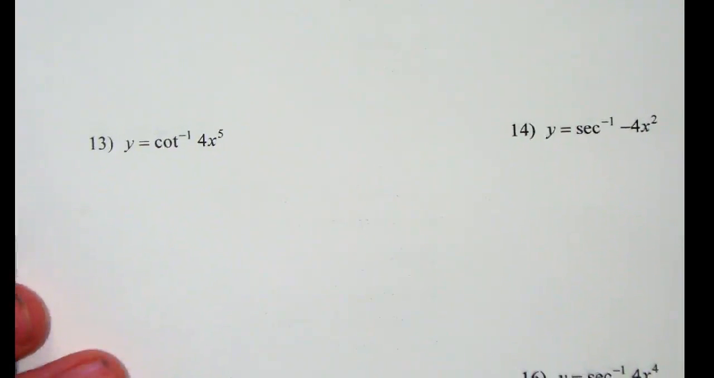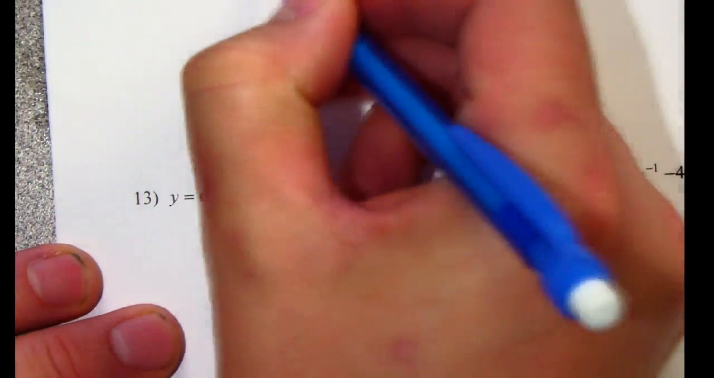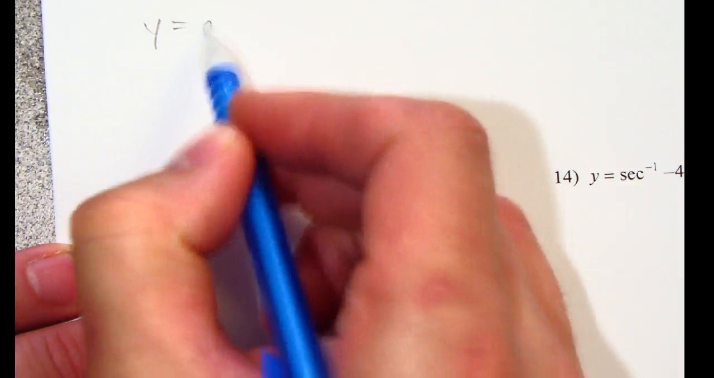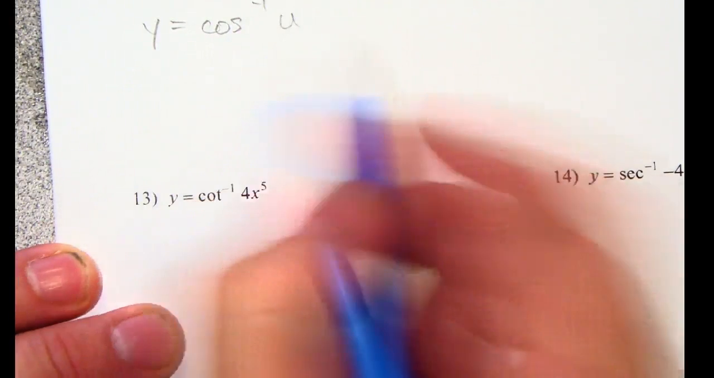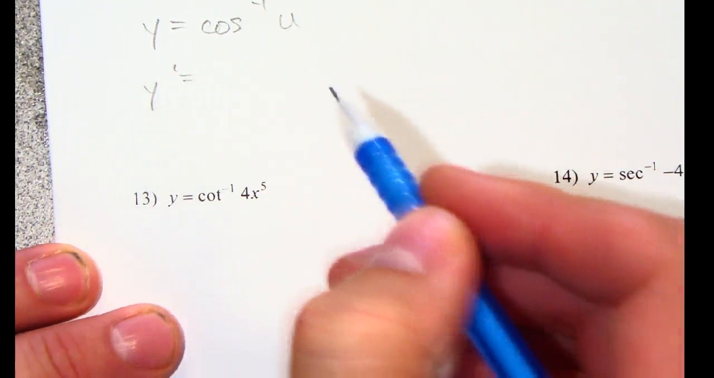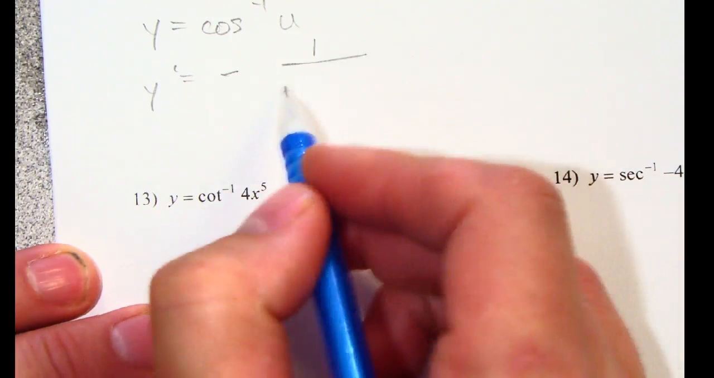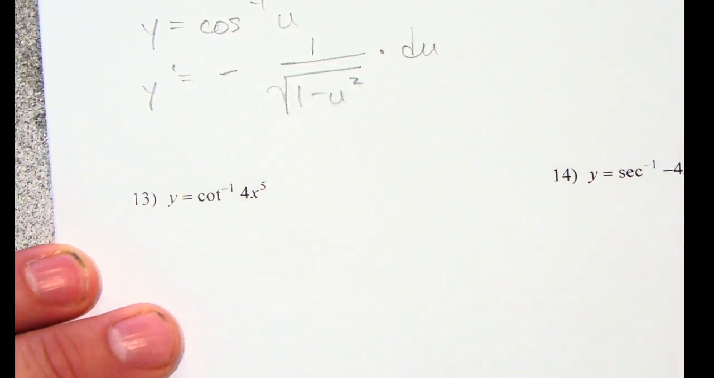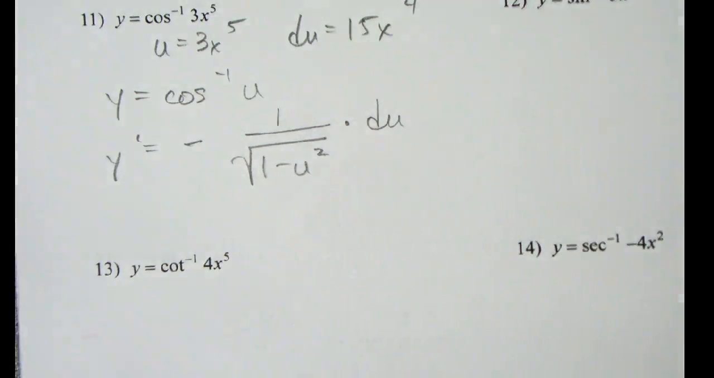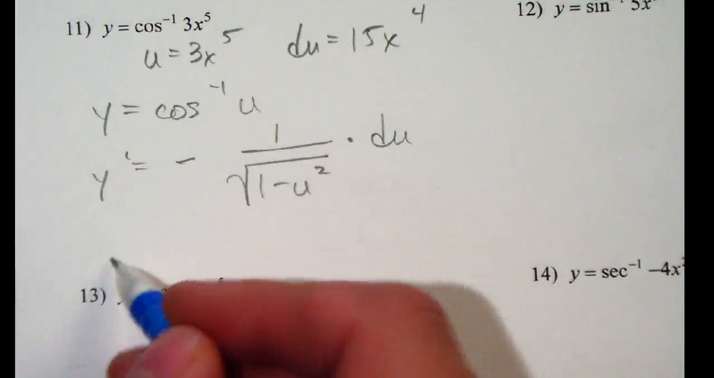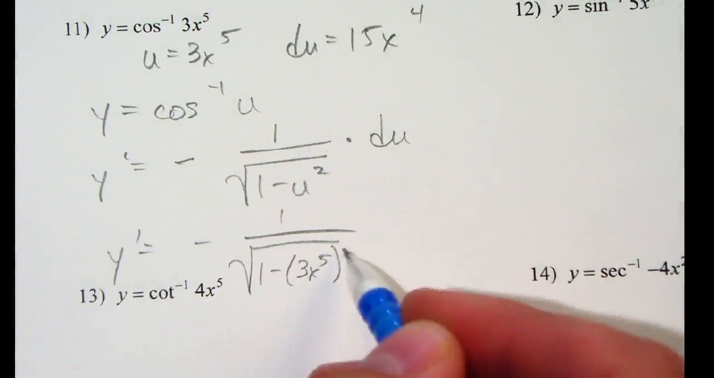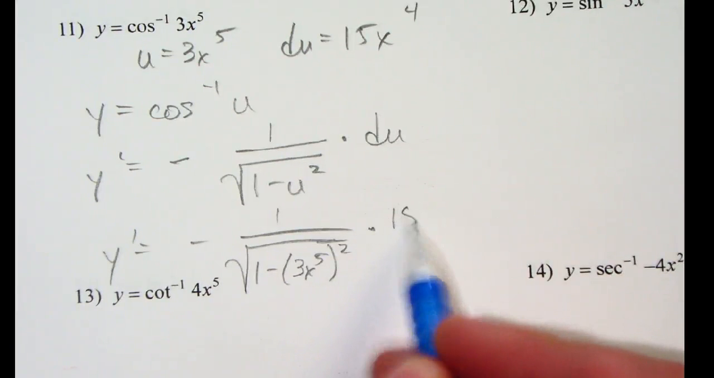Trig inverse is really similar. I can do it either way. So I could look at this and say u equals 3x to the 5th, which means du will equal 15x to the 4th. And then rewrite this as cosine inverse of u. The derivative of cosine inverse is negative, because it starts with a c, 1 over the square root of 1 minus u squared, but I took the derivative of a u, so I multiplied by du. Then I replace, so it would be negative 1 over the square root of 1 minus 3x to the 5th squared times 15x to the 4th.